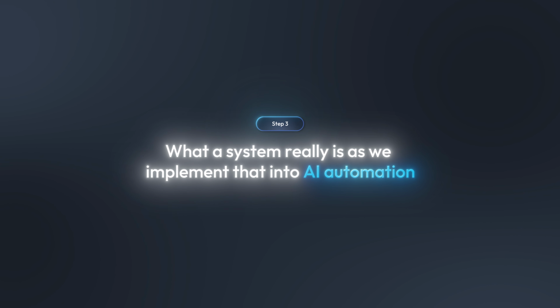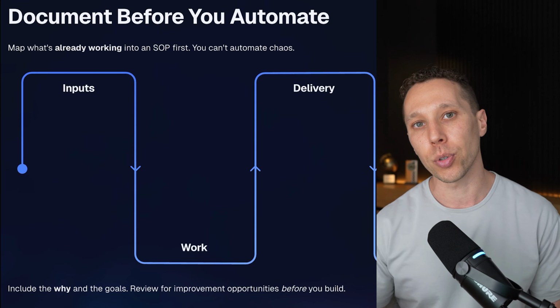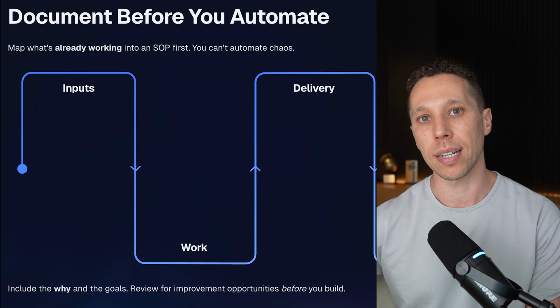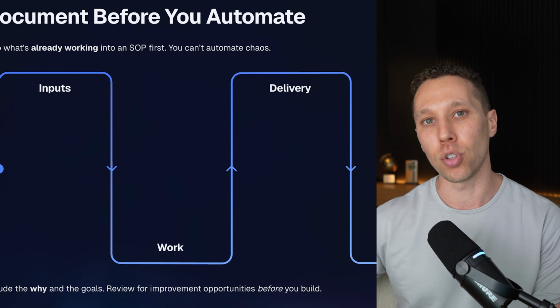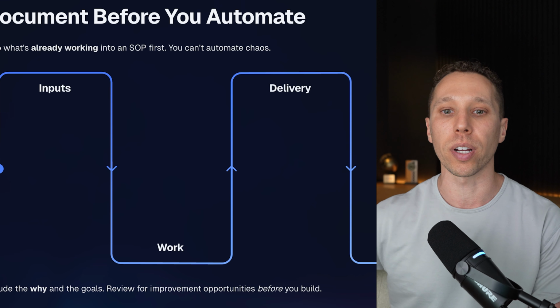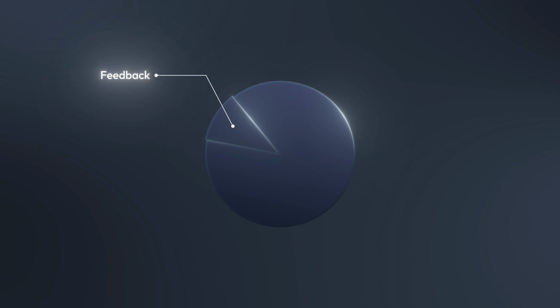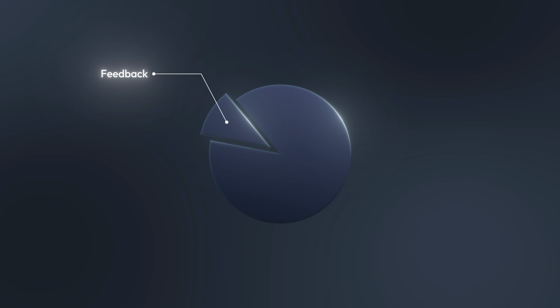Now, in step 3, we need to understand what a system really is as we implement that into AI automation, into agents. This works the same way as if I was going to hire a new team member or a virtual assistant. I want to understand the scope of what they're doing, so we build out a standard operating procedure. With any system, we're going to have an input. A lot of times, when I speak with service-based businesses, that is just an order. Someone comes in and they place an order. Then the team needs to actually do the work. Some system needs to do the work. We have to deliver the work somehow, and then we get feedback on that work so the system gets smarter. The feedback is a big piece of the system that is typically missing.